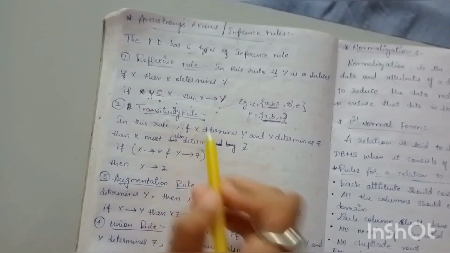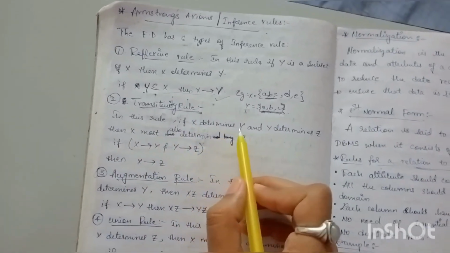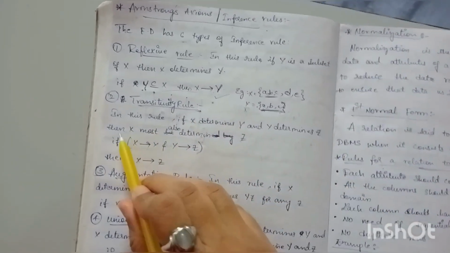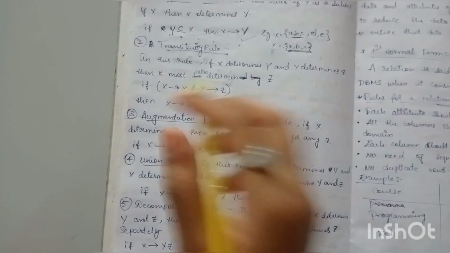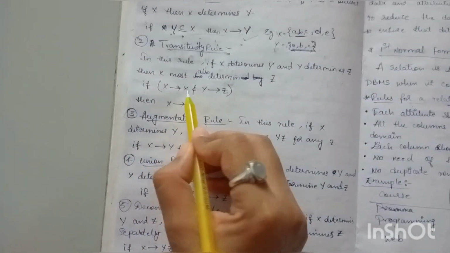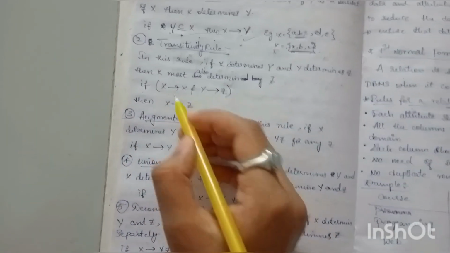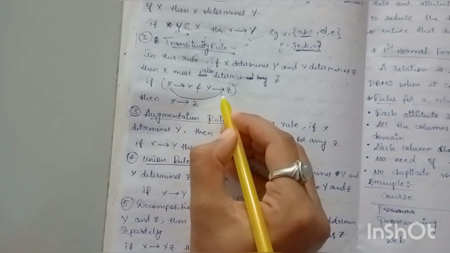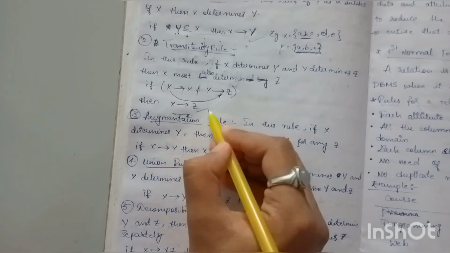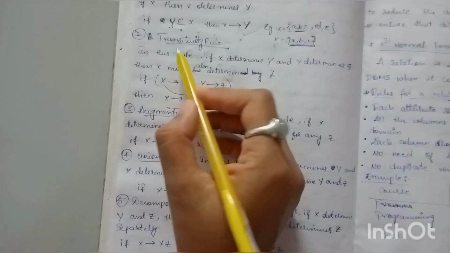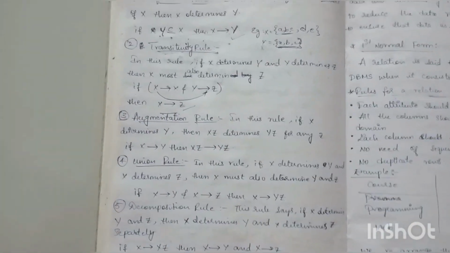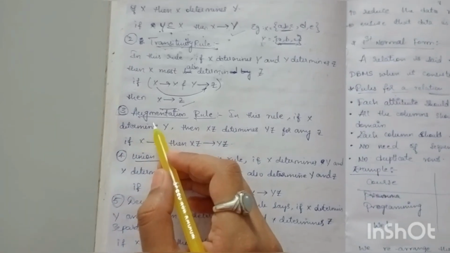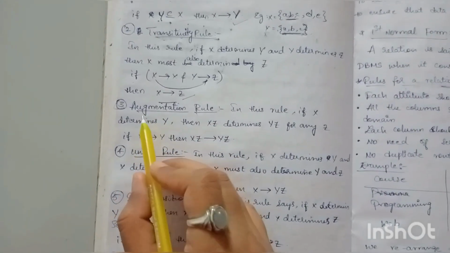The second rule is the transitivity rule. In this rule, if x determines y and y determines z, then x must also determine z. Let us see it in expression form so that you can understand it even better. If x determines y and y determines z, then automatically x determines z. This is the transitivity rule. You have to remember all these rules, they are very important. You can apply them anywhere in problems, and questions are also asked on them.